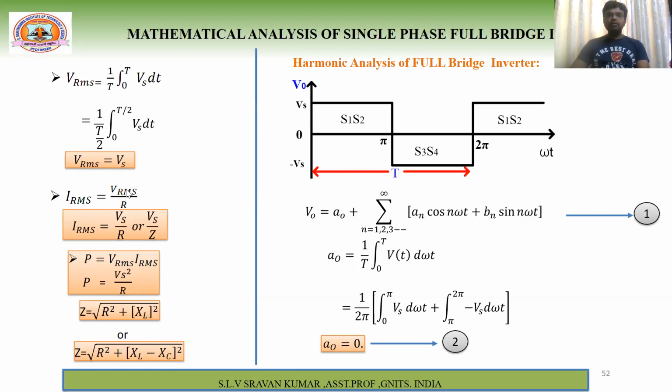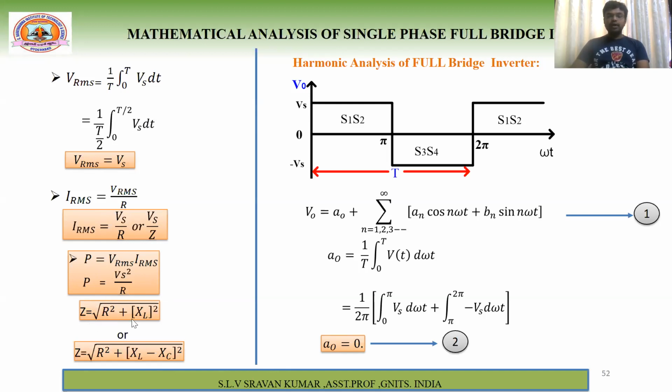What is IRMS? IRMS is equal to VRMS by R. VRMS is Vs, which you can substitute here, and you will get Vs by R. What is P? P is equal to VRMS into IRMS. VRMS is nothing but Vs, and IRMS is nothing but Vs by R. If you substitute, finally you will get Vs square by R.